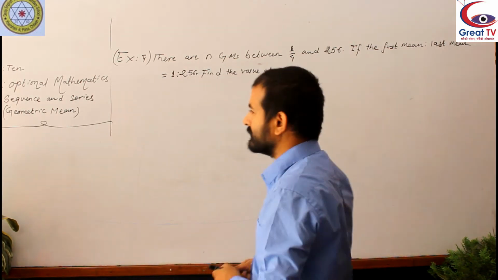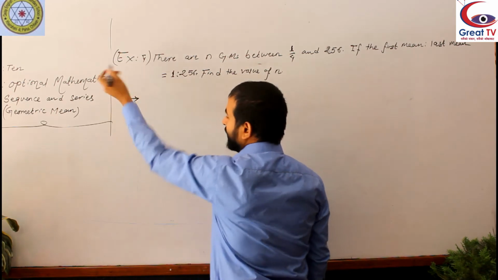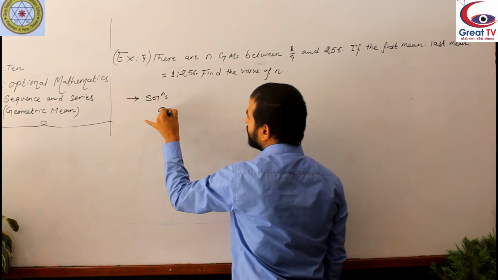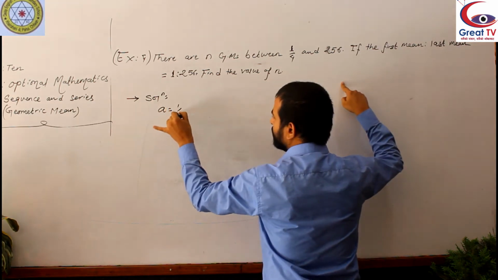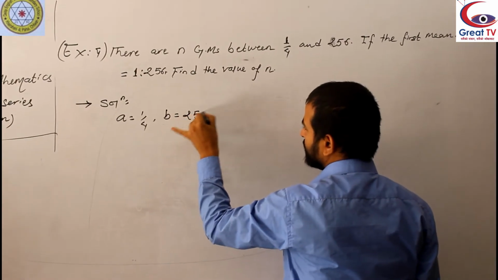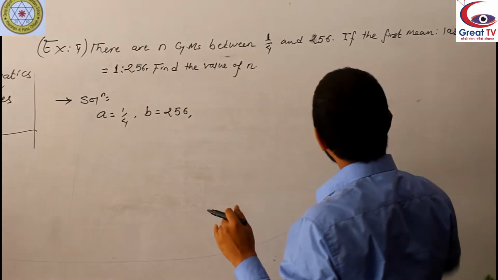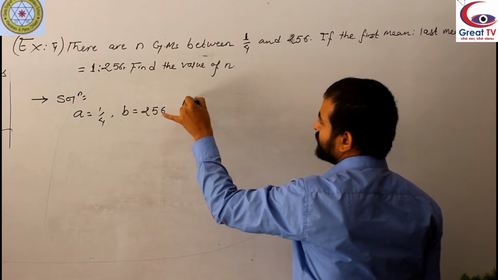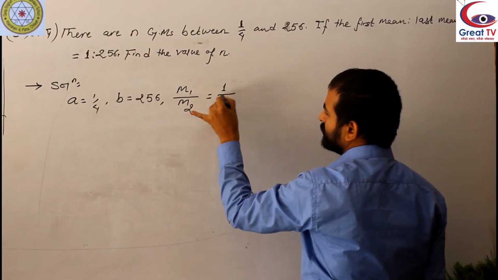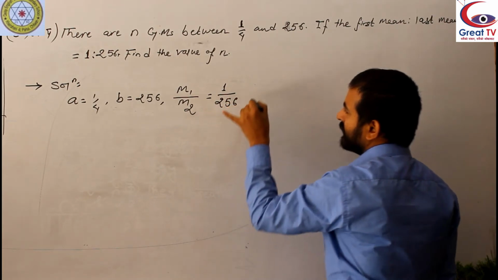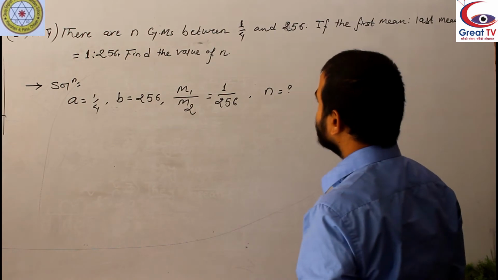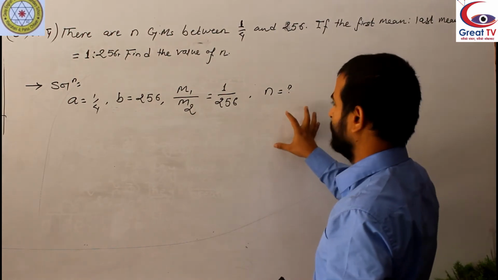So my dear students, now let's simplify here. What are given there? First term, can you see there? First term 1/4, last term 256, and do you find any other thing there? Obviously first mean is 2, last mean equals 256, the ratio is 1:256, and n equals what? Okay, my dear students, now we have to find the number of means.